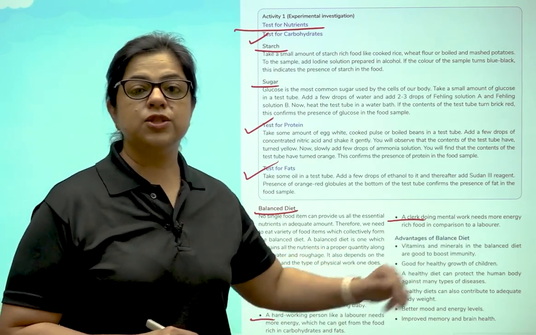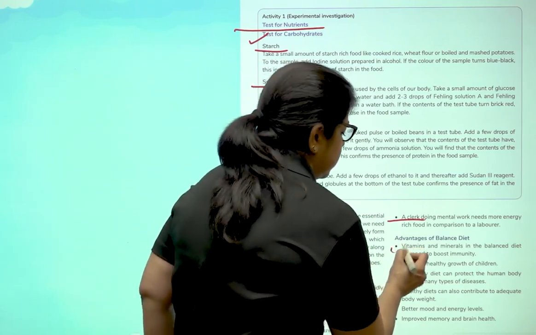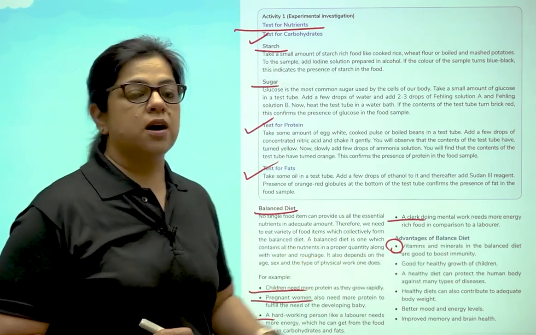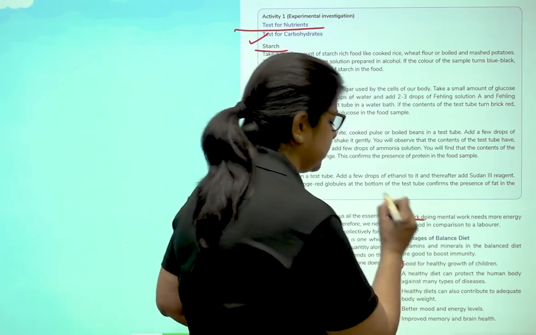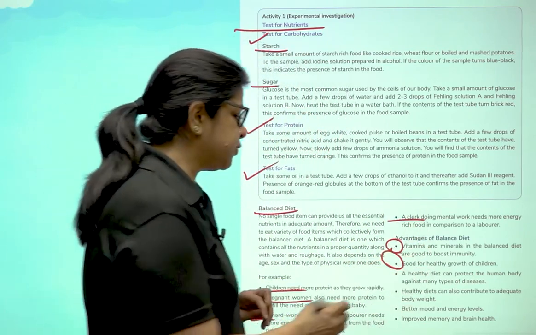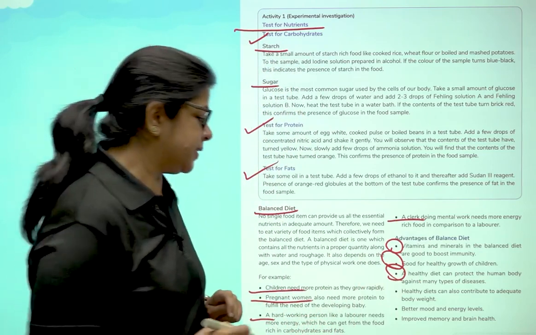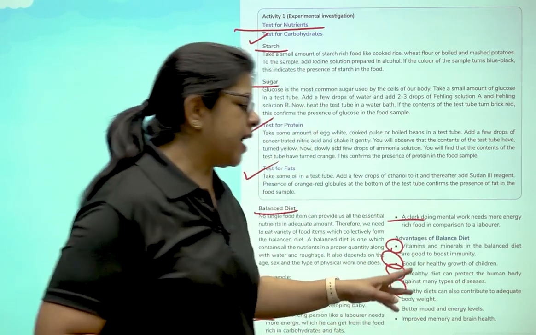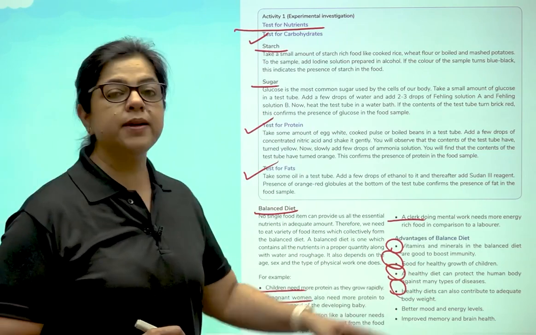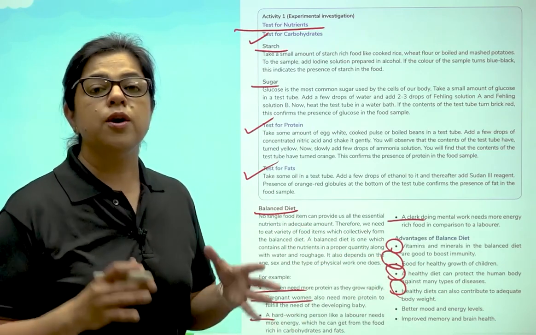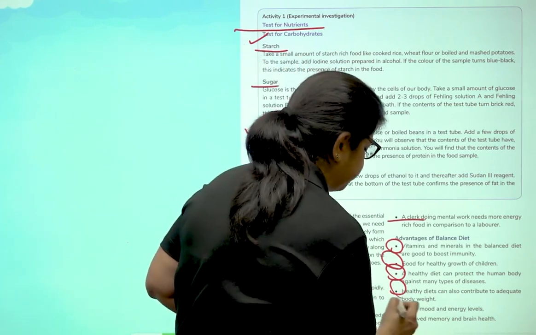So, what are the advantages of a balanced diet? Vitamins and minerals in the balanced diet boost our immunity. They are good for healthy growth of children. Healthy diet protects the body against many diseases. And healthy diets contribute to adequate body weight. So, if you're eating a healthy diet, you are not going to grow fat or obese.